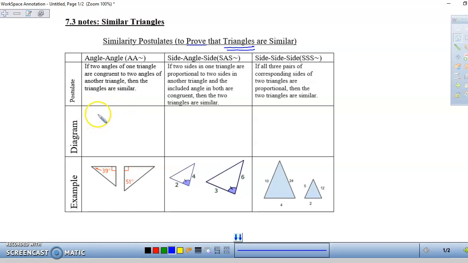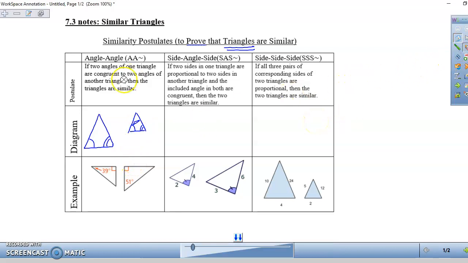Okay, so for example, for similarity, we're going to draw the triangles so they're not exactly the same. So if they look something like this, but if I know this angle here is congruent to this angle here, and then this angle is congruent to this angle, with those two pieces of information, you can prove that the triangles are similar to each other. So this is called just angle, angle, and then you have the little squiggle.